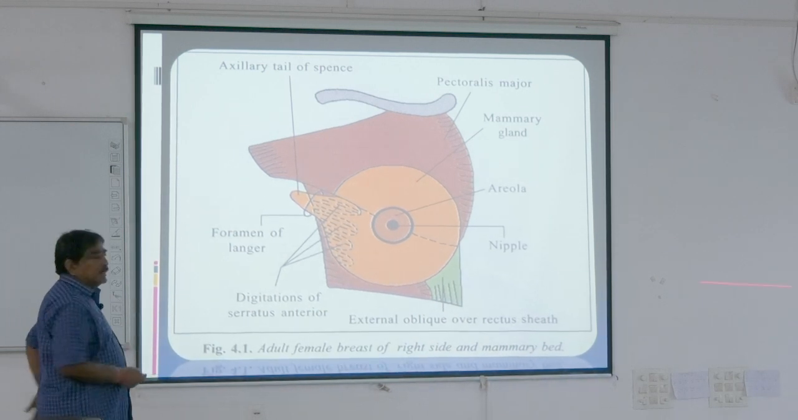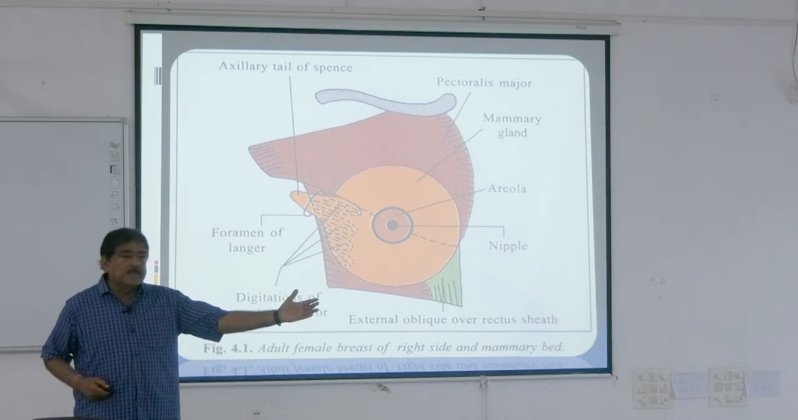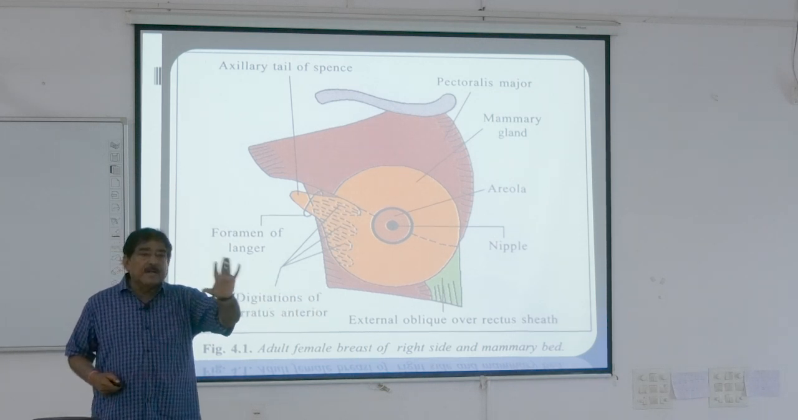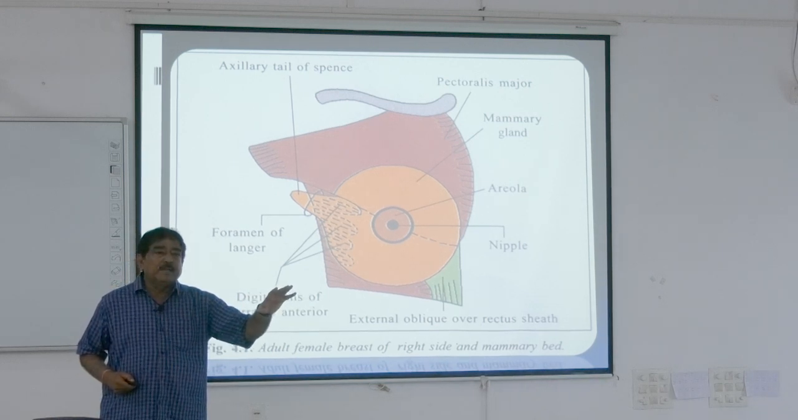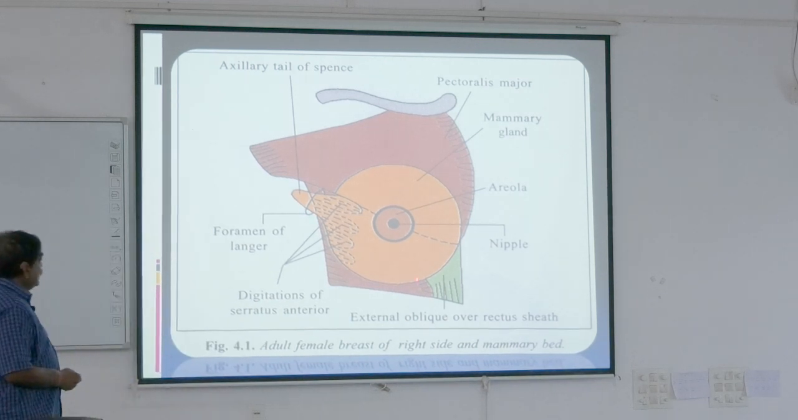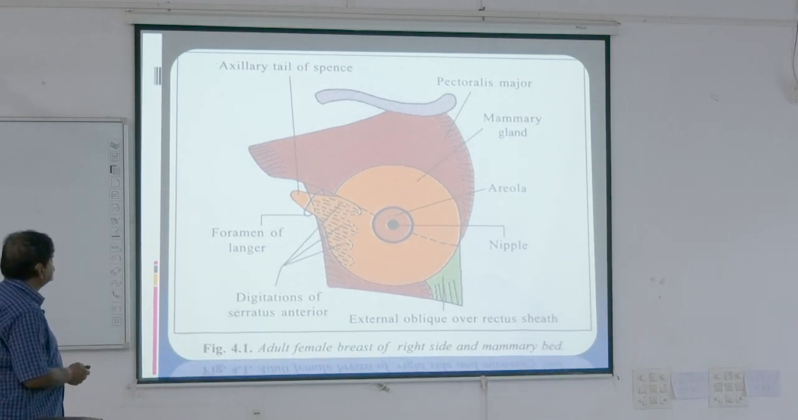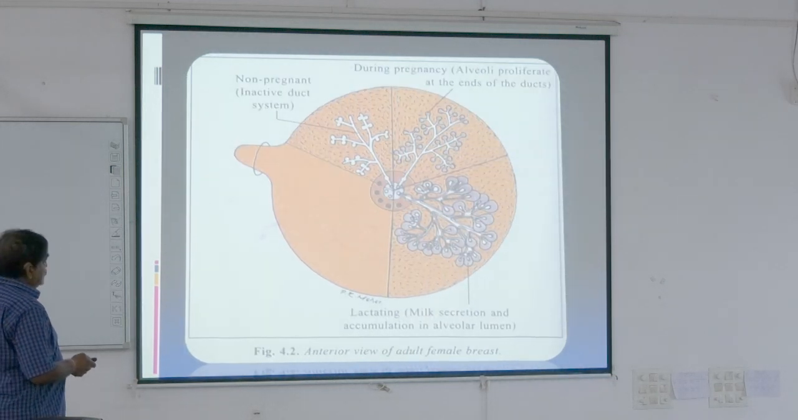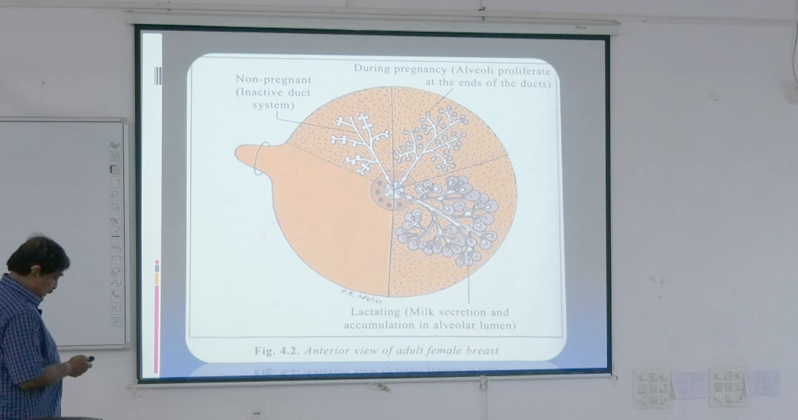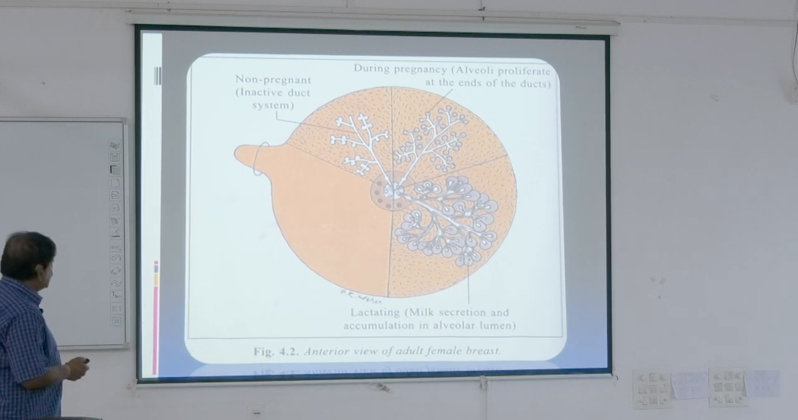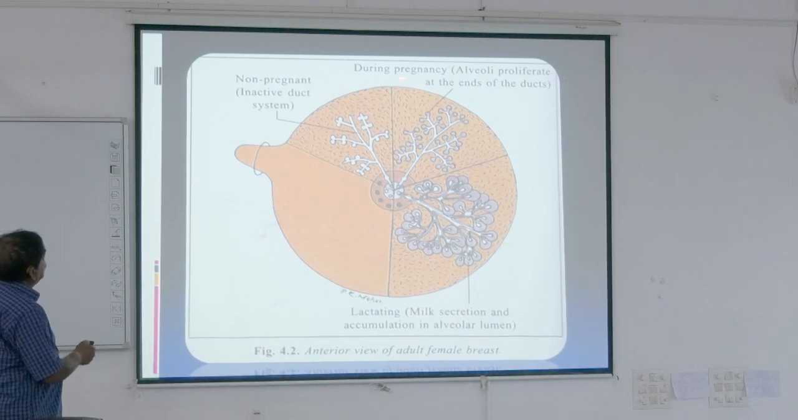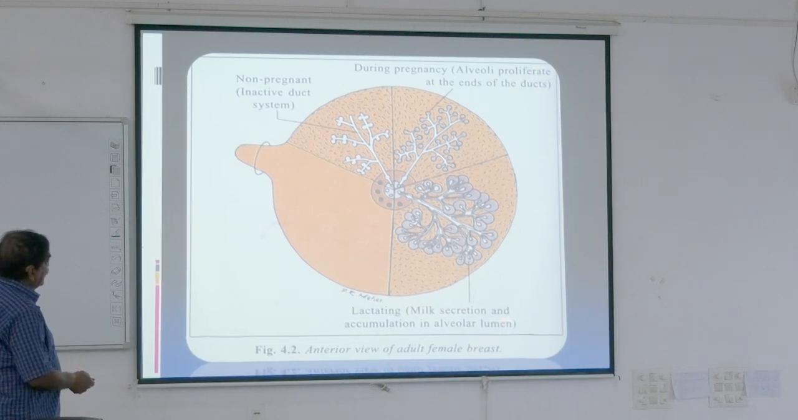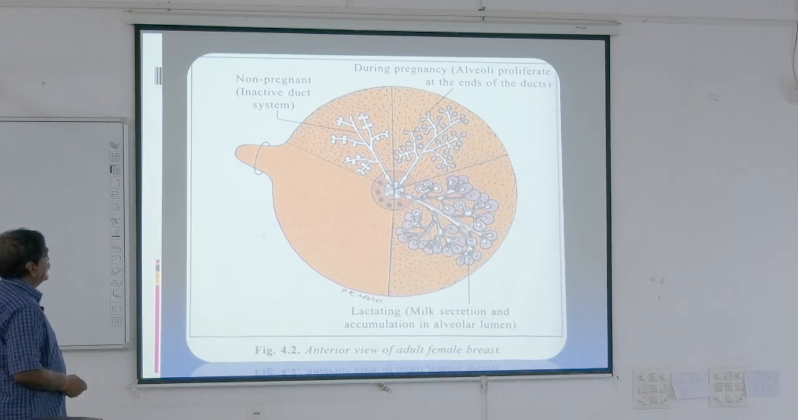Now you have seen, today you go back to the dead body. We are lucky that we have got a female body. Now this is the slide which is showing a non-pregnant inactive duct system. During pregnancy, alveoli proliferate at the ends of the ducts, and lactating milk secretion and accumulation occur in the alveolar lumen.